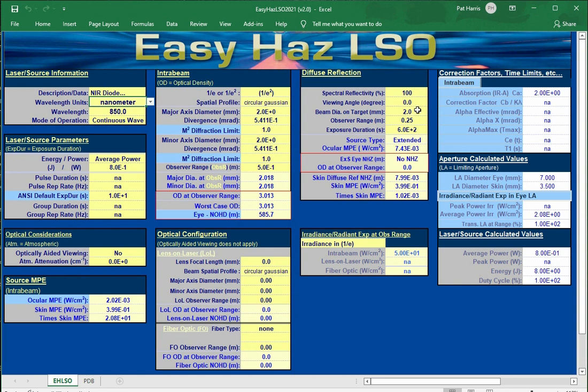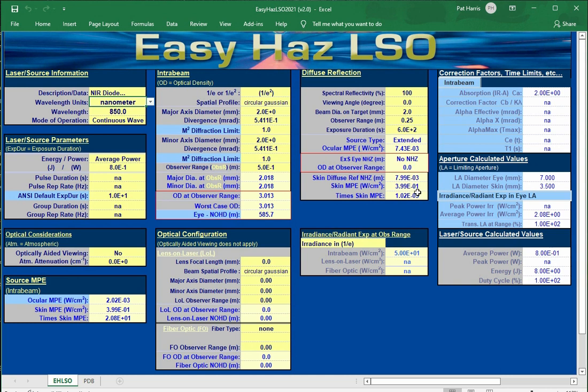You can see that we have a 2 millimeter beam on target. Observer range is a quarter of a meter. The exposure duration is 600 seconds, and this source type is extended. We have an MPE of almost 7.5 milliwatts per square centimeter, and we have no NHC for this diffuse reflection based off of this power limit. So there's no NHC, there's no OD required for the observer.